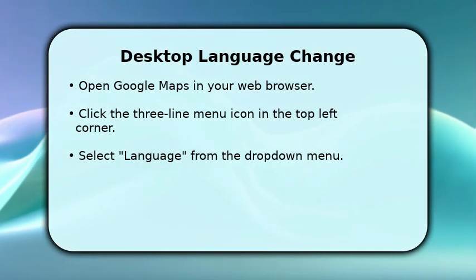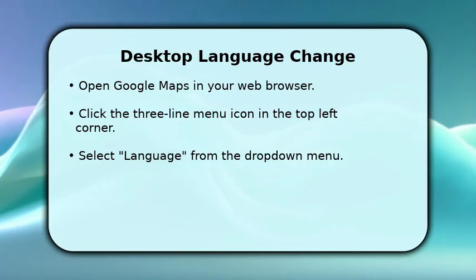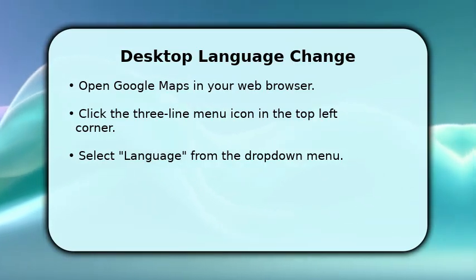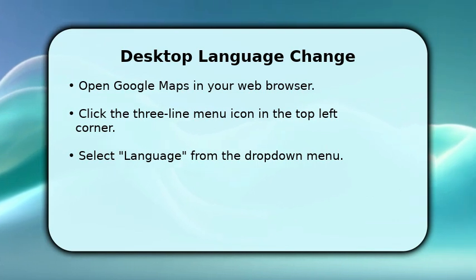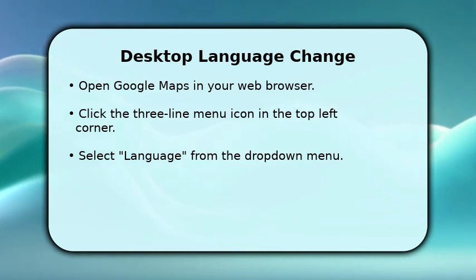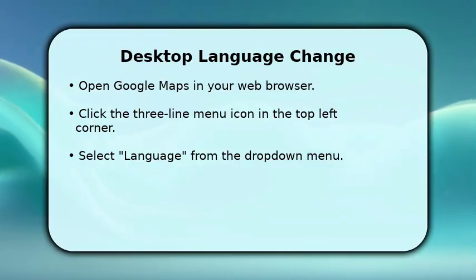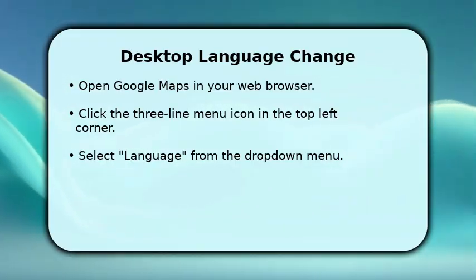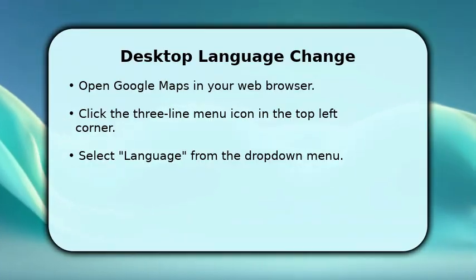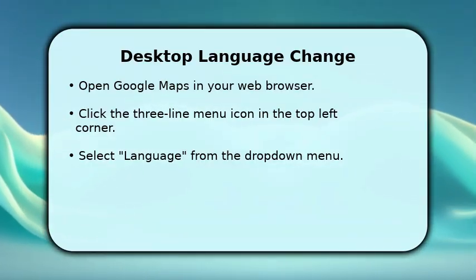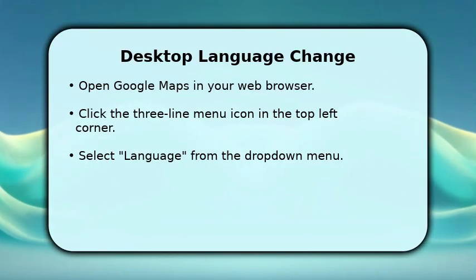Changing the language on your computer is quite simple. First, open Google Maps in your web browser. Then, locate and click the three-line menu icon, often called the hamburger menu, in the top left corner of the screen. From the menu that appears, select the option labeled Language. A list of available languages will pop up. Just pick the one you prefer, and the map will reload.